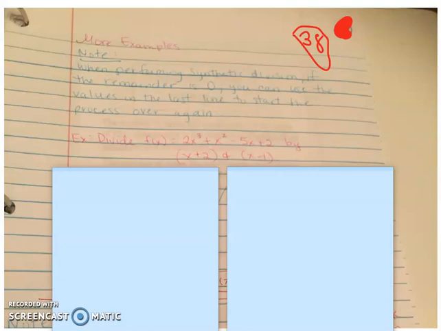So the first one is that when you're performing synthetic division, if you have a remainder of 0, you can use the values in the last line to start the process over again. And so I have an example to show that. We're going to divide f of x by x plus 2 and x minus 1. So we know two factors, and so we want to know what our result will be when we divide by these two factors. So first, we'll start with x plus 2.